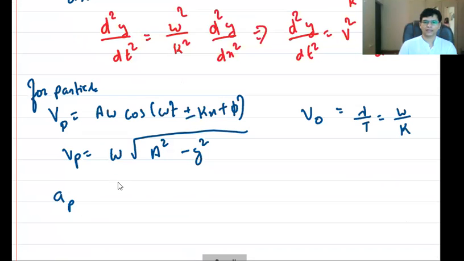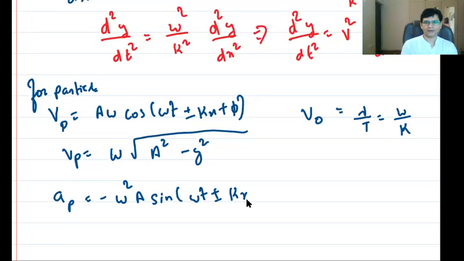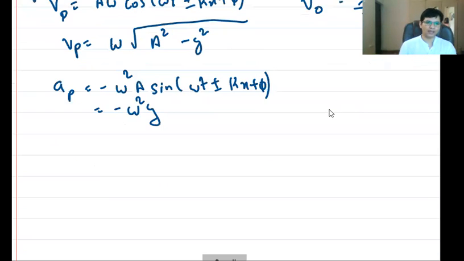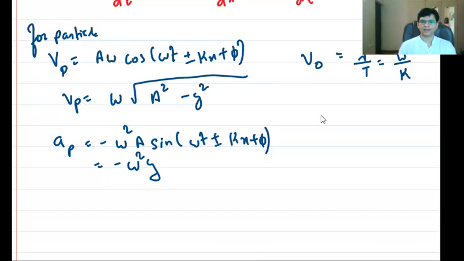ठीक है? Now ap is what? Minus omega square a sin(omega t plus minus kx plus phi), which is equal to minus omega square y, same as SHM. ठीक है? Right? और acceleration of wave की तो बात करते नहीं हम लोग, right? That is basically speed only, है ना? ठीक है? किसी को दिक्कत यहाँ तक में?